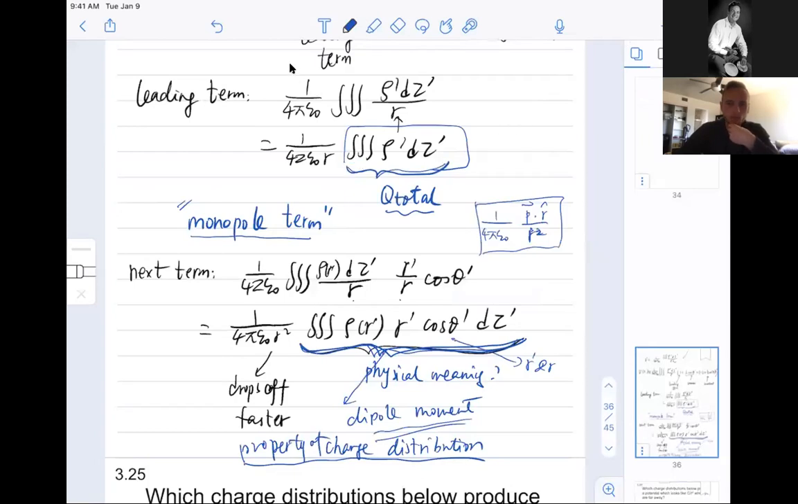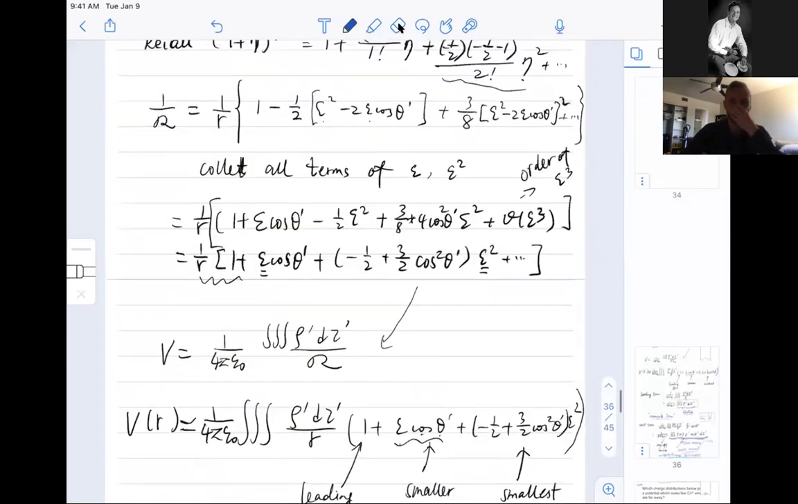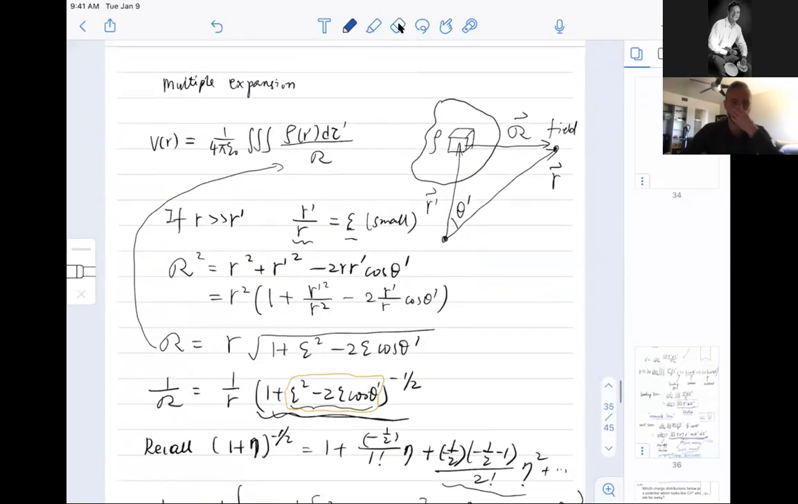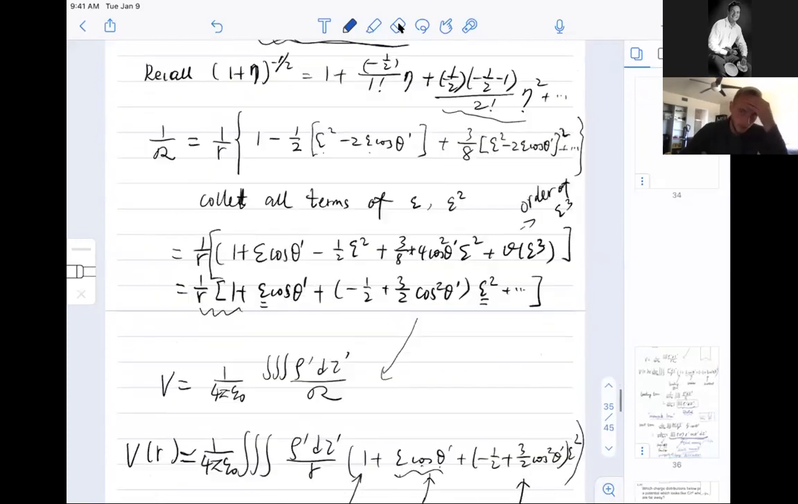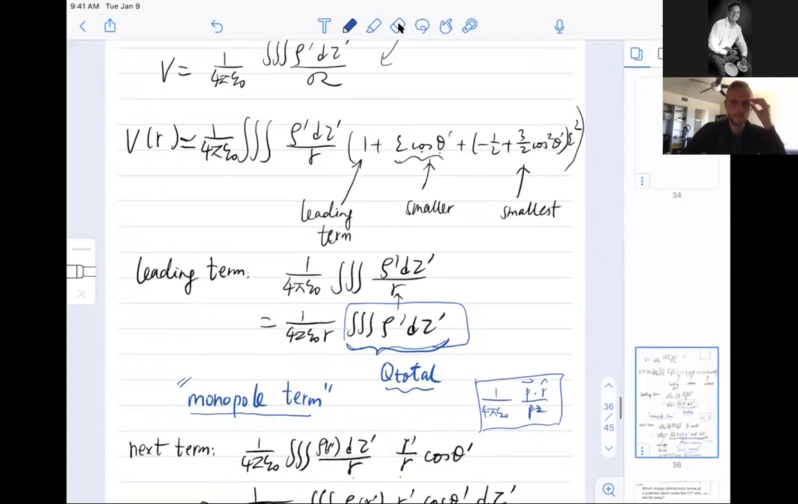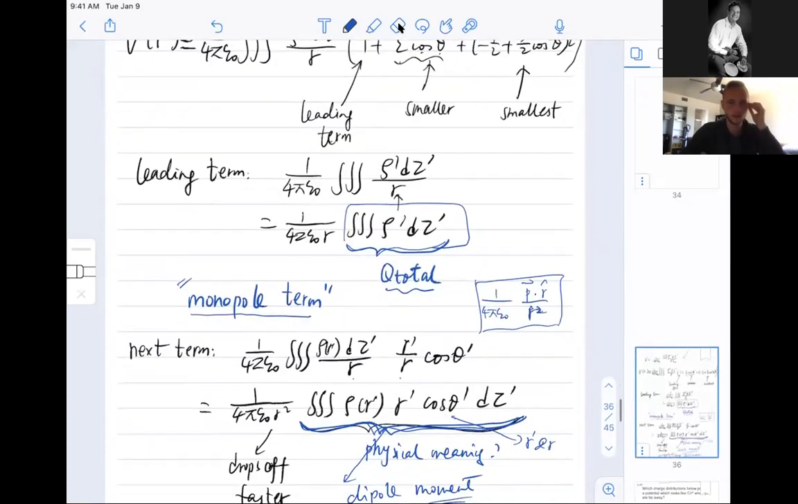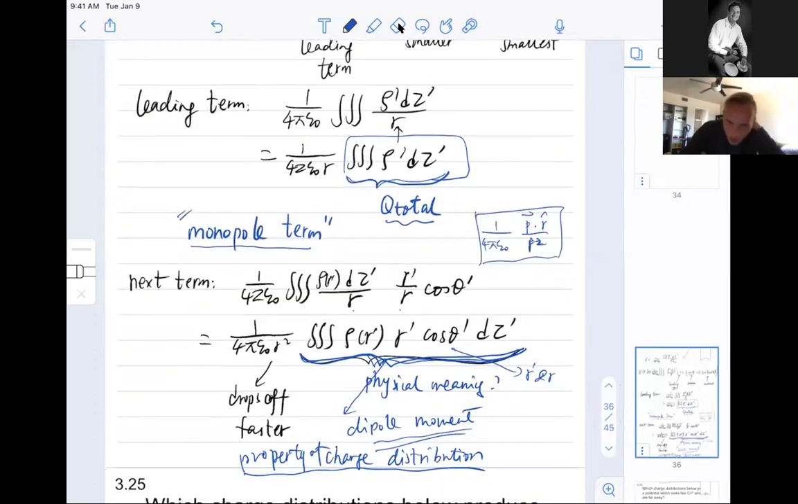If people ask you what the dipole moment tells you, you can say, well, it is describing a property of the charge distribution. So you can see that given whatever charge distribution, we are starting off with a very general situation. But from far away, we can always approximate the potential by looking at your leading term, the monopole term, and your next term, which is the dipole term.